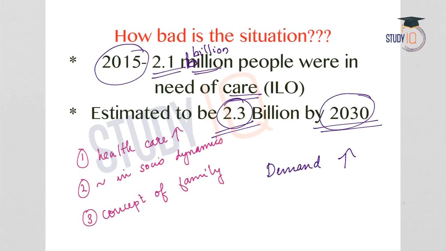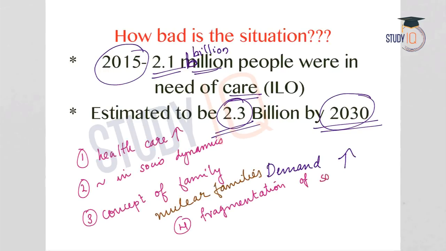So now nuclear families account for the highest share of the world's working age population. So the number of nuclear families has increased. And another reason is fragmentation of society. So because of all these reasons, people who need care or paid care is increasing, especially the old age, the senior citizens. The senior citizens are in need of paid care because the family setup has changed.